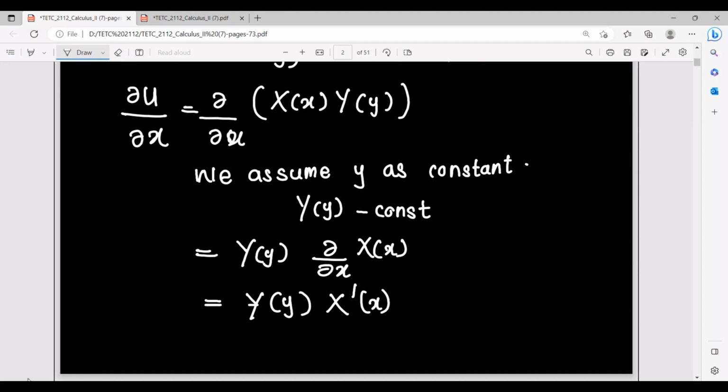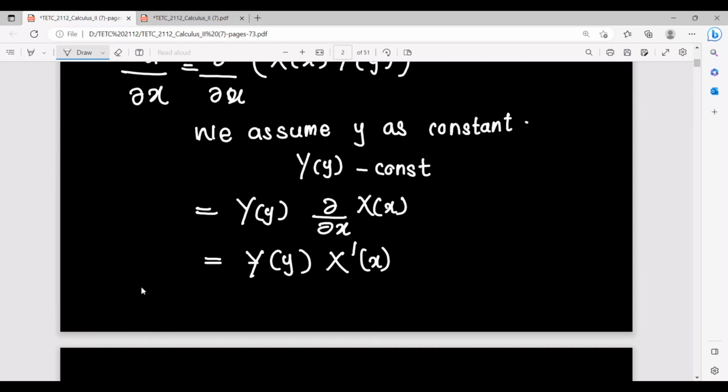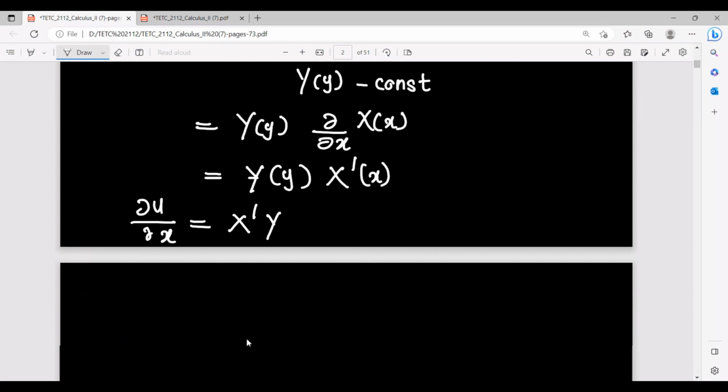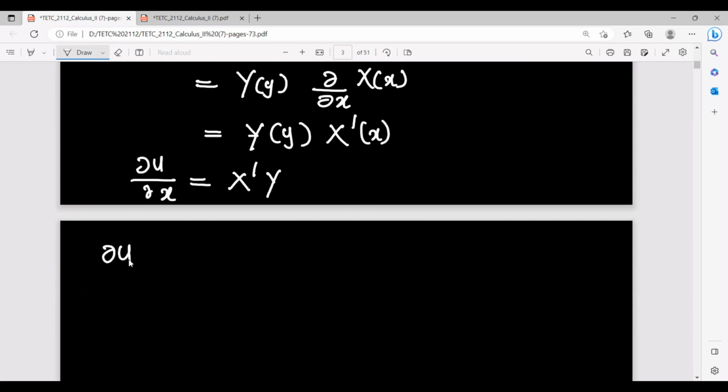So then we can provide an expression for the partial derivative of u with respect to x, කියන එකට X dash Y. මේක මේ capital X කියන්නේ function එකක් variable x ගේ, capital Y කියන්නේ function එකක් variable y ගේ. Similarly, what about this? Okay, find the expression for ∂u/∂y. Go through a similar process.